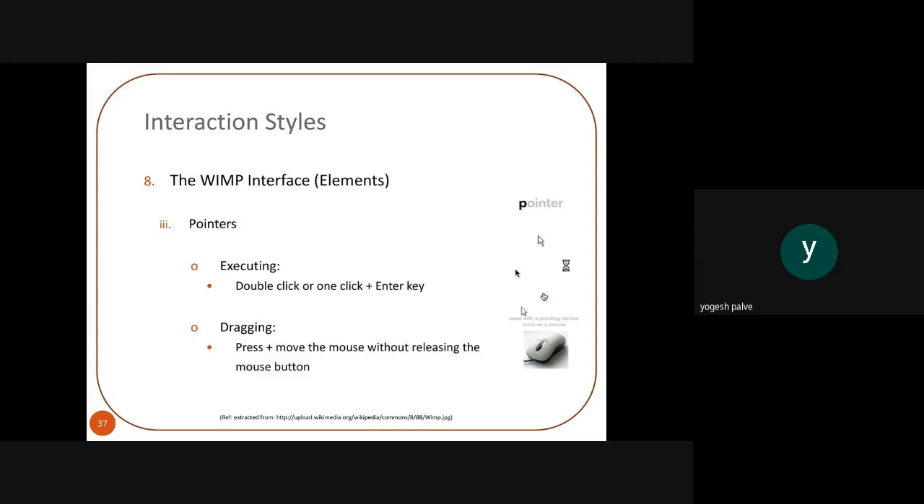What is the role of dragging? The user can press and move the mouse without releasing the mouse button. He can just drag something or put something. This is dragging. And what is the main use of that? Instead of going manually, the user can do the task in a very short time.